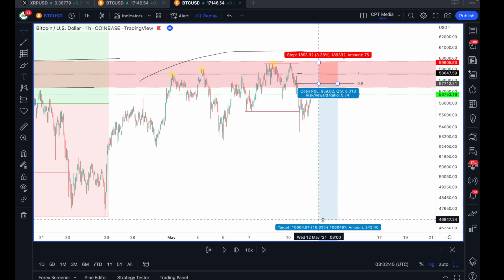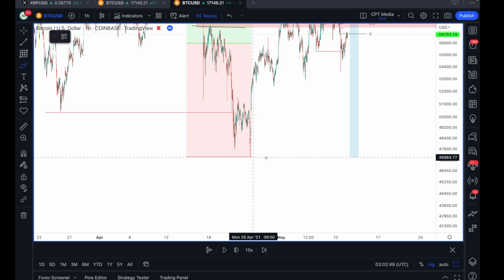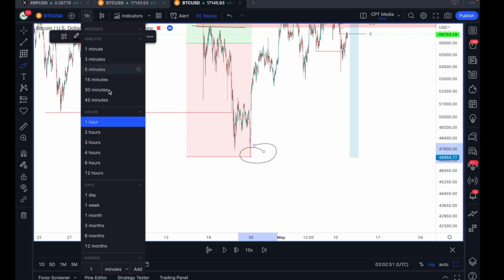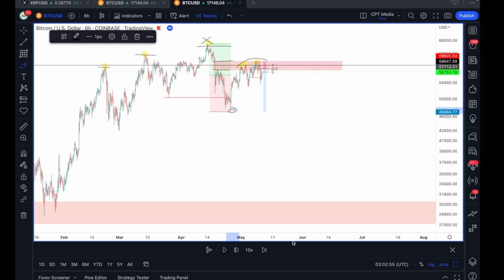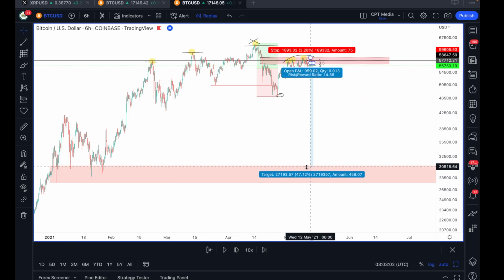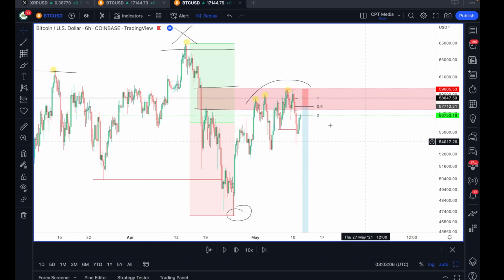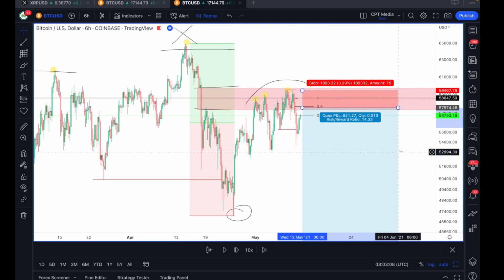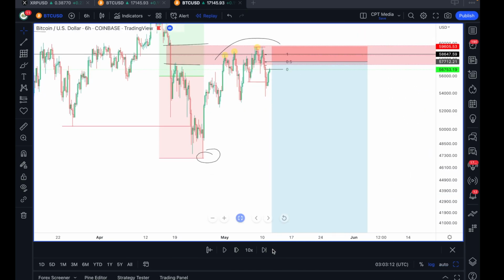and targeting this low. My first target would be this low, but because it's playing out on the higher time frame as well, my main swing target would obviously be the next main demand zone, which is all the way down here, which now offers an RR of 1 to 14. Now let's see how price plays.